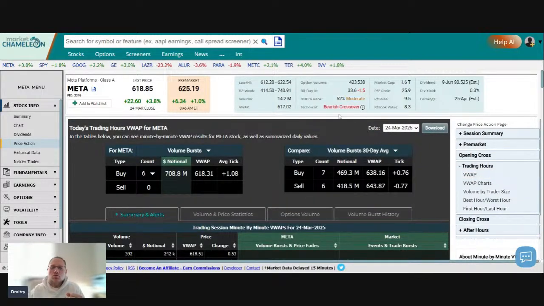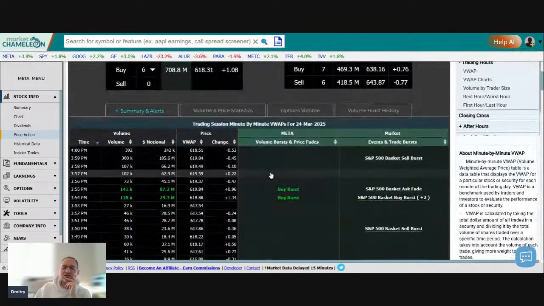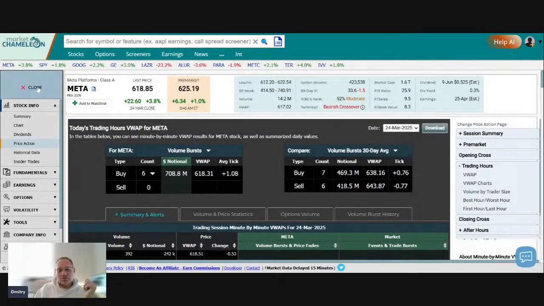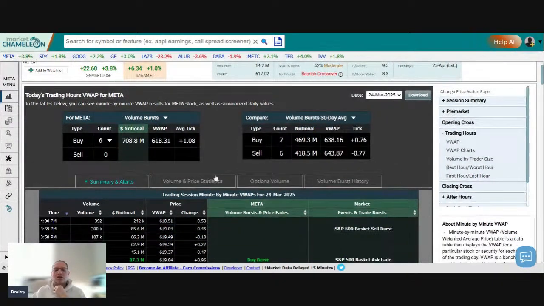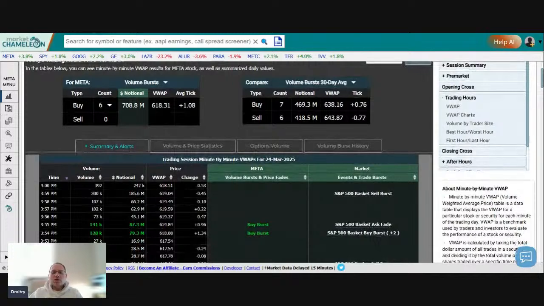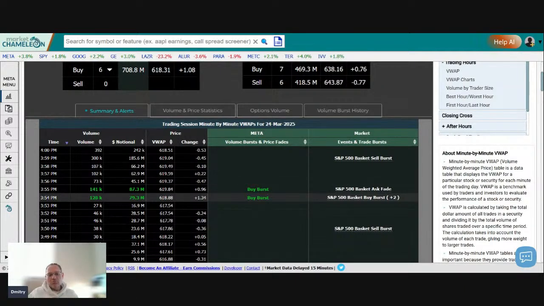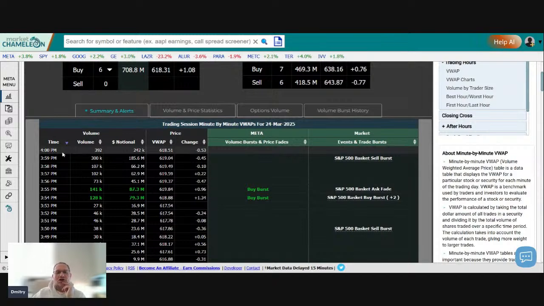When we do that, we'll come to this table that shows us statistics on the intraday volume. I'm going to close this menu on the left-hand side to expand it. Up top, we have some summary stats on the volume bursts. And then down below, we have the data that shows us the volume breakdown in Meta minute by minute. You can see here, this is as of yesterday's close. We're not open yet. We're in the pre-market.